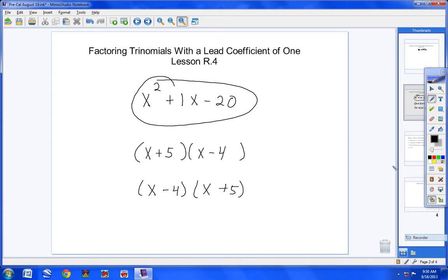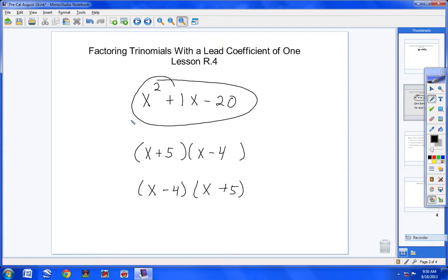Now listen to me very carefully. There's many types of factoring. Let me say that again. There's many types of factoring. And if you do not learn to recognize what type of polynomial you're dealing with, then you will not know what method or steps to use to factor that polynomial.